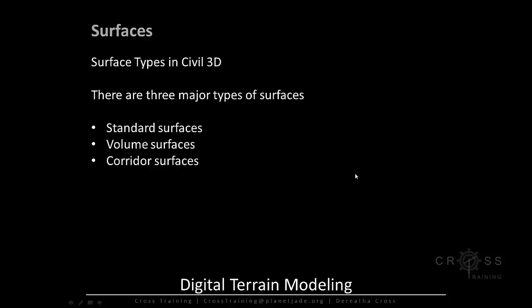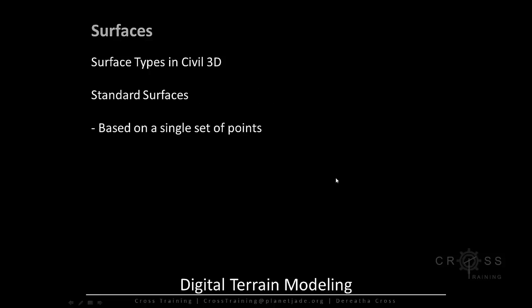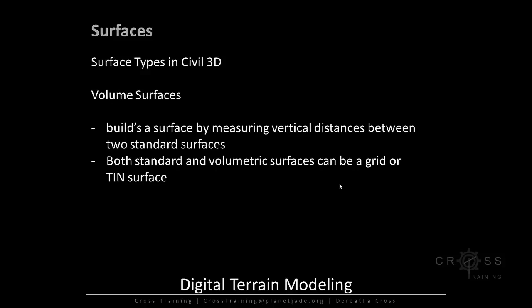So there are 3 major types of surfaces in Civil 3D: the standard surfaces, the volume surfaces, and corridor surfaces. And we're going to be covering all 3 of these. The standard surface is based on a single set of points. Throughout the video tutorial series, we will be looking at how we take in points and build surfaces from those points.